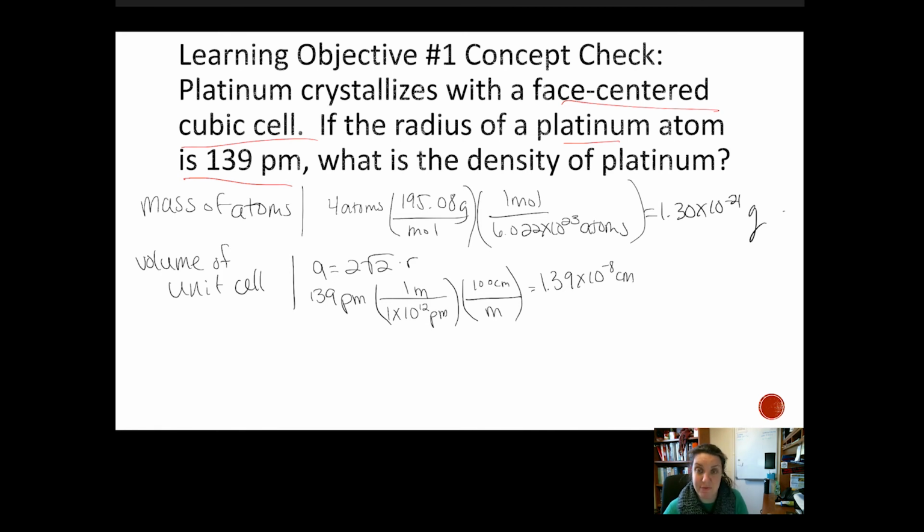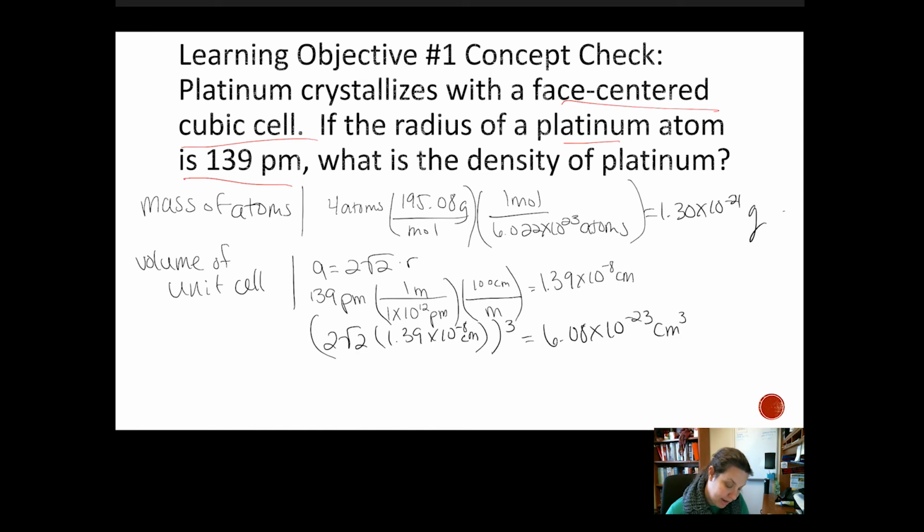We'll then put that in for radius, cube our A, and we'll get our volume. So we have 2 square root of 2 times 1.39 times 10 to the negative 8 centimeters. And we're going to cube this whole thing, and we get a volume for our unit cell of 6.08 times 10 to the negative 23 centimeters cubed.